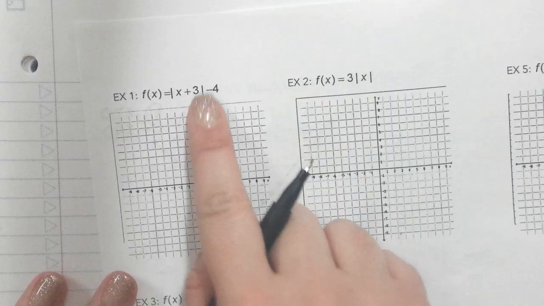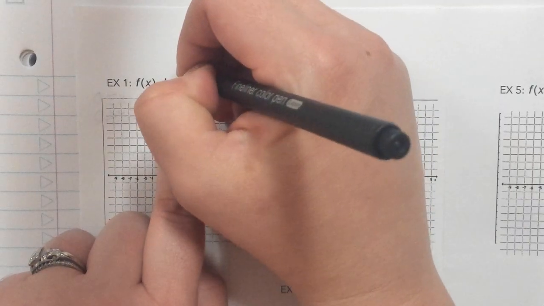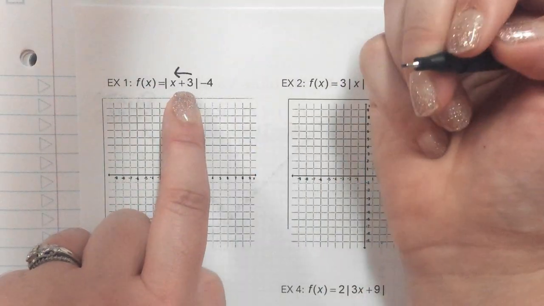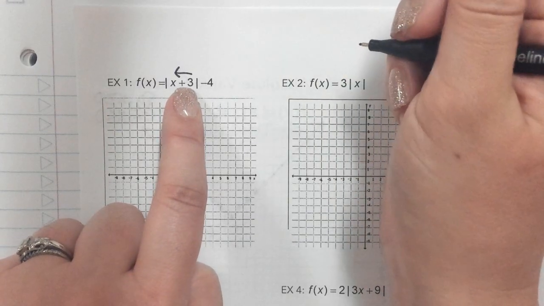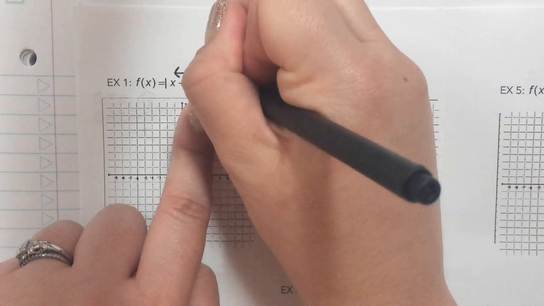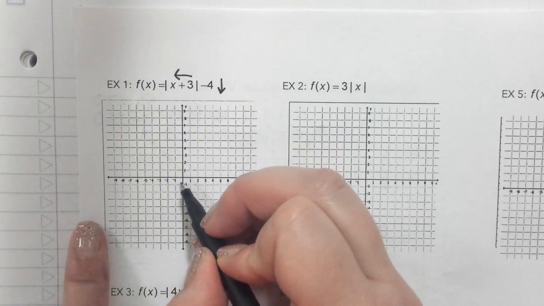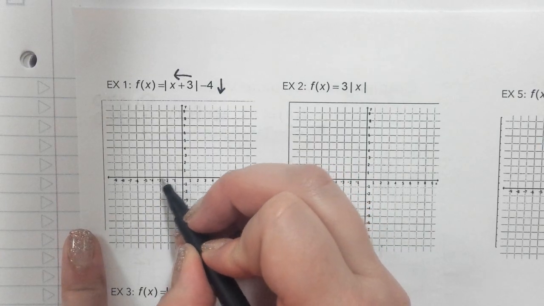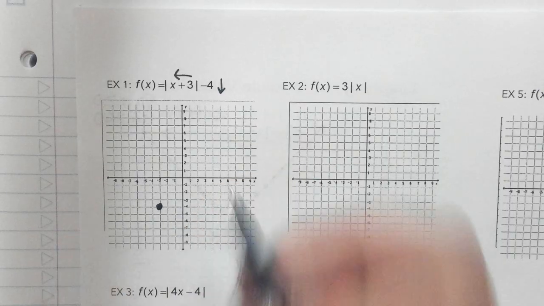Okay, so if I look here, what is this equation telling me how to shift? What is that plus 3 on the inside? Left 3, because it's a lying H, right? It looks like it should be right because plus, but no, it's going to go left 3. And this minus 4 means it's going to go down 4. So when my vertex is normally at 0, 0, I'm going to move it left 3 and down 4. And that's my vertex.